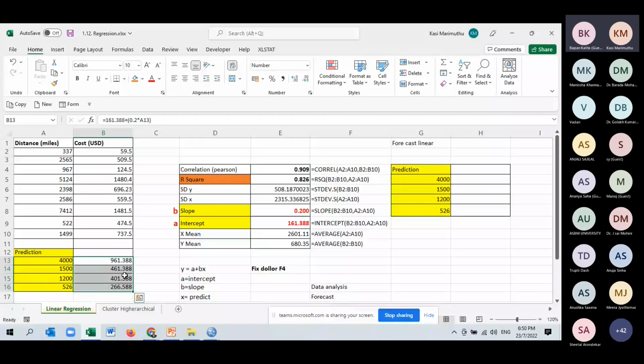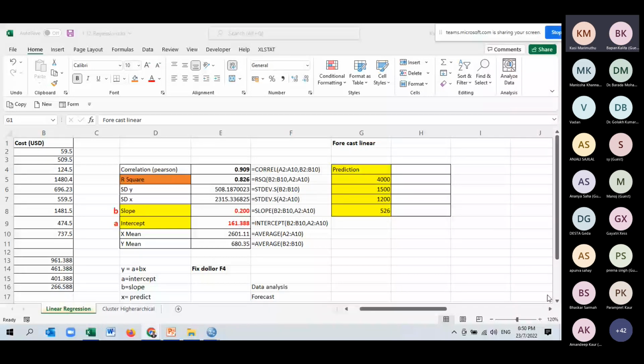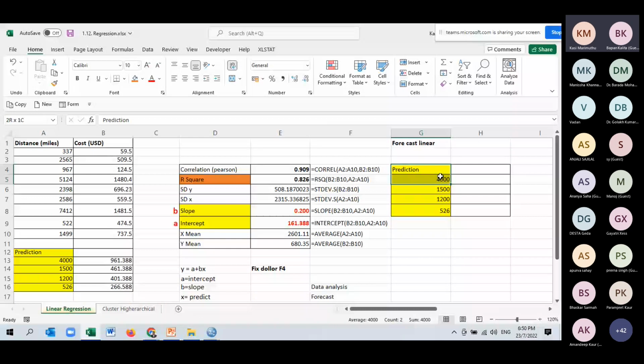Another way is using forecast linear. The syntax is forecast linear. Could you please copy this first and paste it somewhere here. You have X variable, you have Y variable. We are going to predict using the forecast function. Shall we do that? Put equal to here.